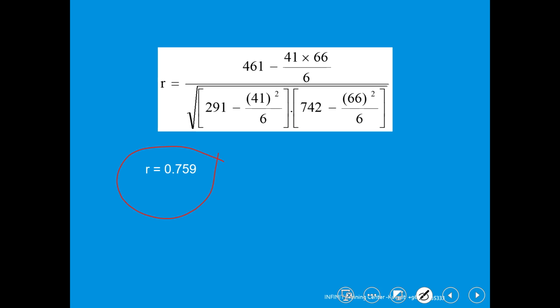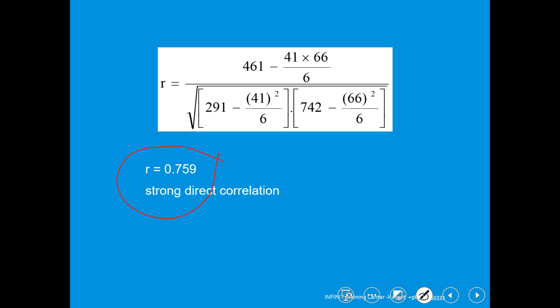So from this 0.759, what we can understand is the relationship between these two variables is positive, but it is not perfectly positive. When it is perfectly positive, that is going to be 1. But it is very close to 1, so we can say the relationship is positive, but not perfectly positive. But there is a strong direct correlation. It is close to 1.